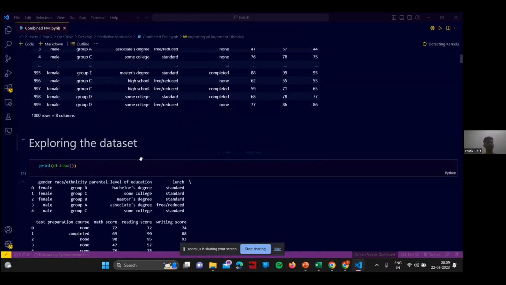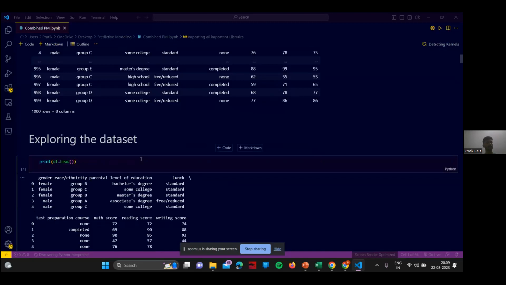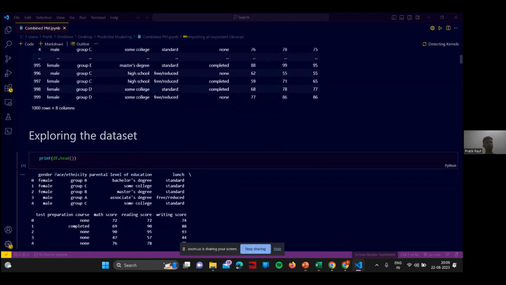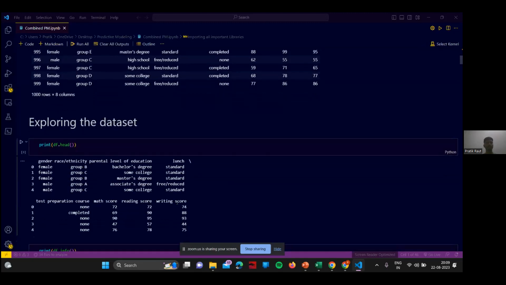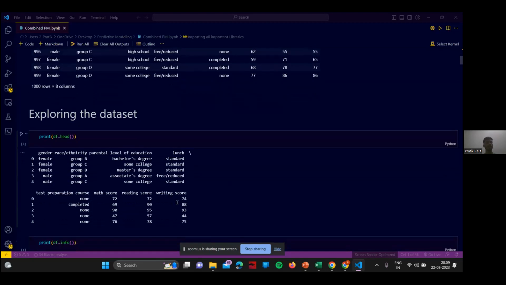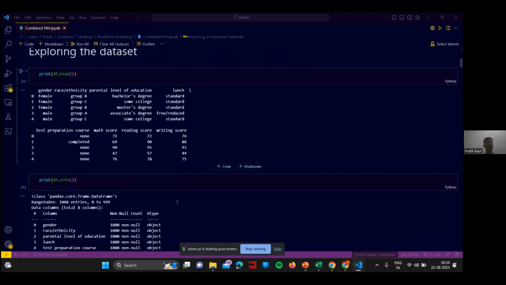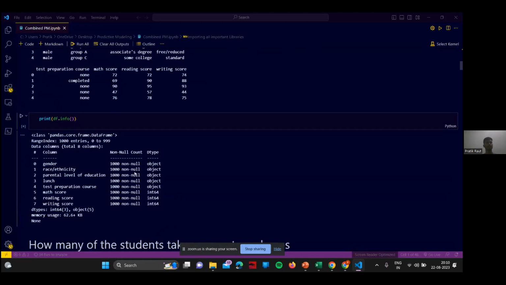Here is the head of my dataset. You can see the columns that contain the group, parental level, lunch, test preparation, math score, reading score, and writing score. Then we see the info about our dataset that contains the columns, there are no null values, and the data types are objects and integers.